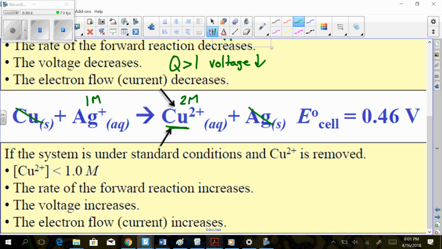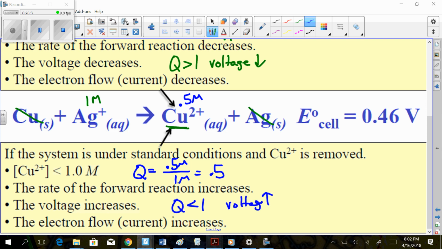The opposite is also true. If you have copper, instead of being 2 molar, let's say now this is 0.5 molar. So if we come over here and find the new Q, Q is going to be products, 0.5 molar, over the reactants, which is our standard 1 molar, to give us 0.5. So now Q is less than 1. If Q is less than 1, then that means the voltage is going to increase.